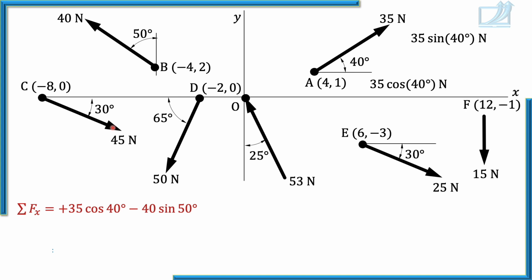And that means positive, its x component is positive, and the angle we are using is with horizontal or with x-axis, so x component is cos of that angle. So positive 45 cos 30. This force is leftwards, so negative, and we are using angle with x-axis. So x component is cos 65. So negative 50 cos 65.